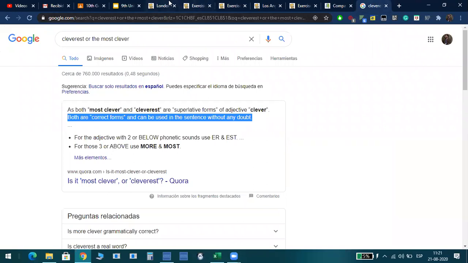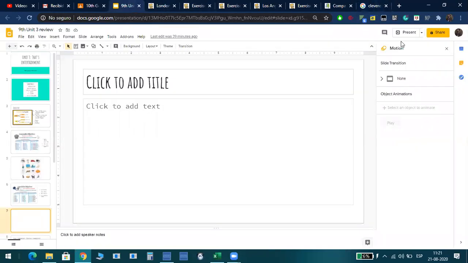Okay, thank you, Google. Yo recuerdo que era ese, estaba ese y había otro adjetivo que se me va a venir a la mente en un ratito.